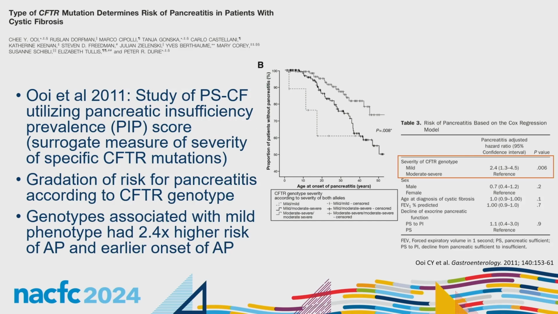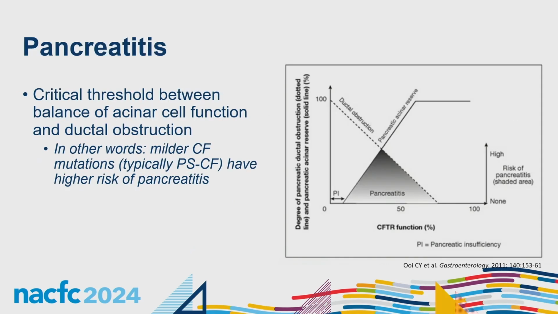And this group also had an earlier onset of acute pancreatitis. They theorized a model for risk of acute pancreatitis, surmising a critical threshold between balance of acinar cell function and ductal obstruction, as seen on the figure on the right, where essentially there must be some degree of preserved acinar function, along with some degree of ductal obstruction in order for pancreatitis to occur.